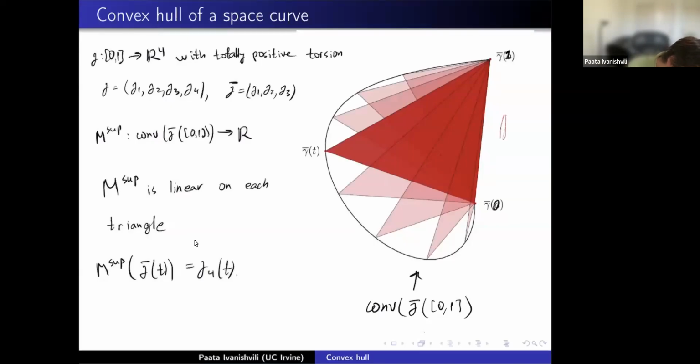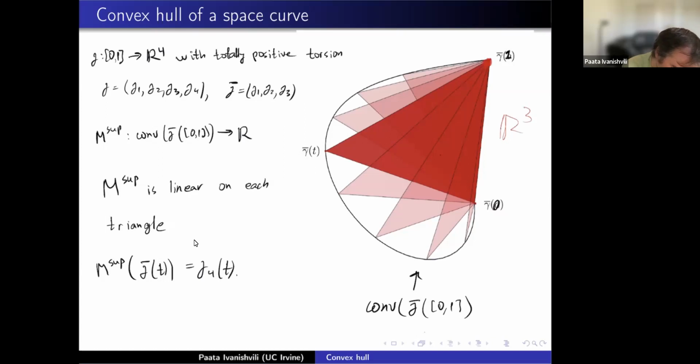This is in R3. And this is gamma bar. So it's a curve in R3. Let's take a convex hull of this curve in R3. Since gamma has totally positive torsion, gamma bar also has totally positive torsion. I claim that this convex hull you can fill out by triangles.